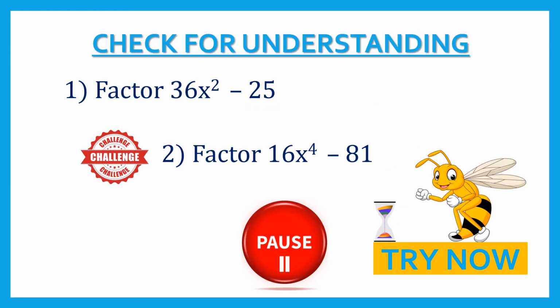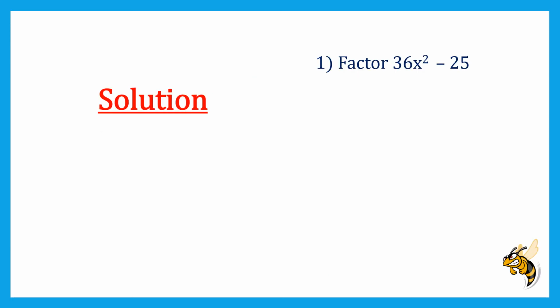Let's check for understanding. Factor 36x squared minus 25. And here's a challenge. Factor 16x to the fourth minus 81. Solution. Factor 36x squared minus 25.